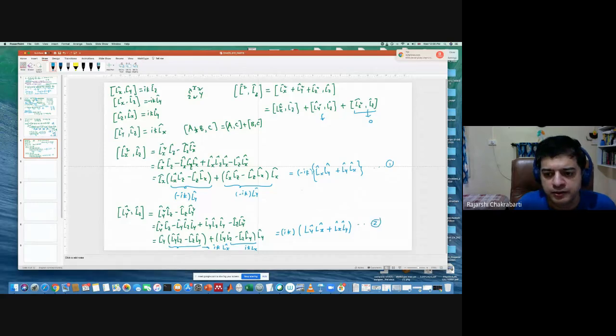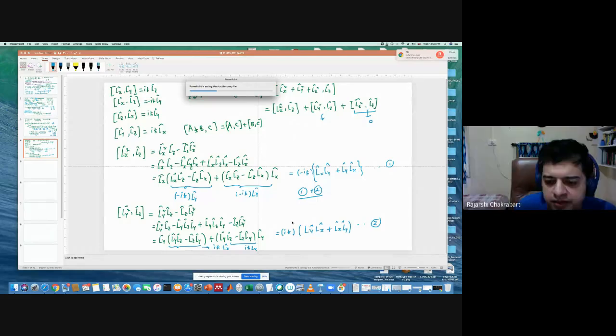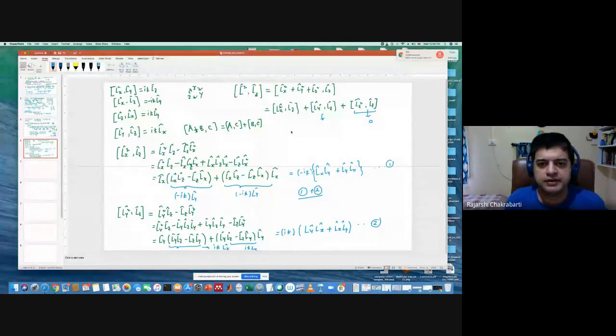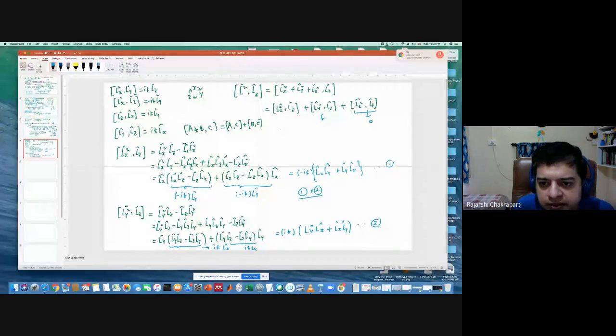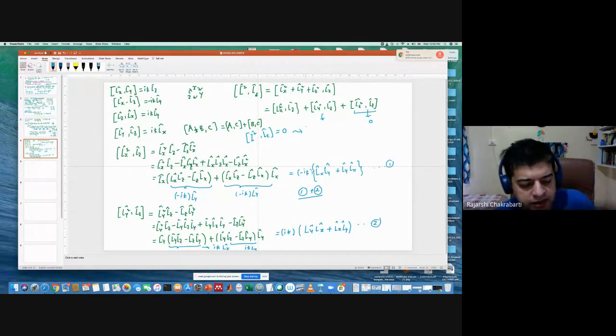If I do 1 plus 2, what am I going to get? What is the answer? Basically this one plus this one, this will give me what? Tell me. It will give me minus... 0. Yeah, it is 0. So essentially we have proved that the commutator of L square with Lz is 0.